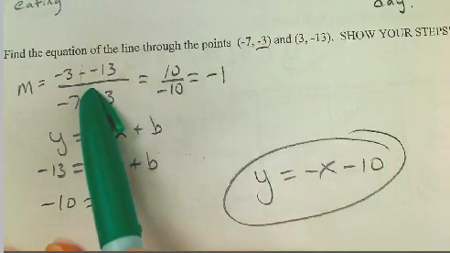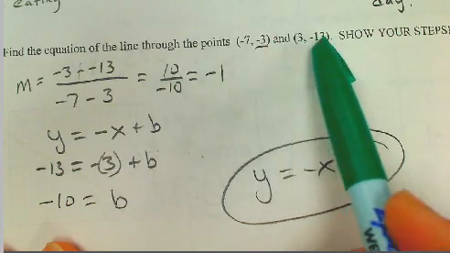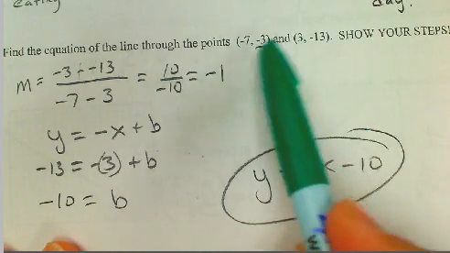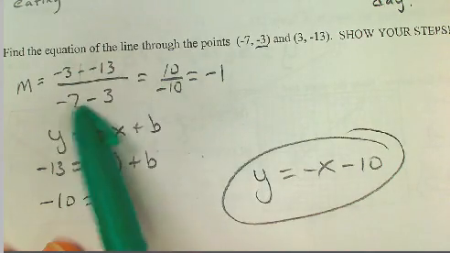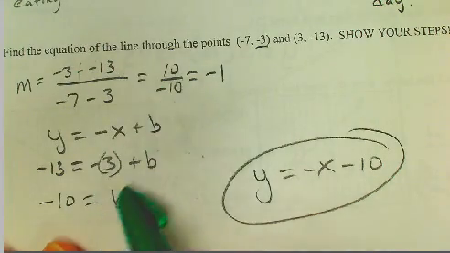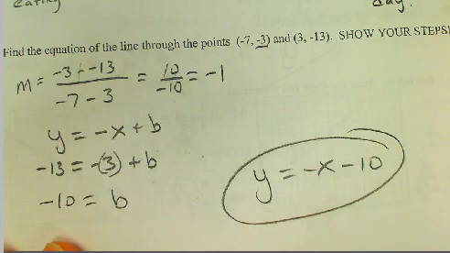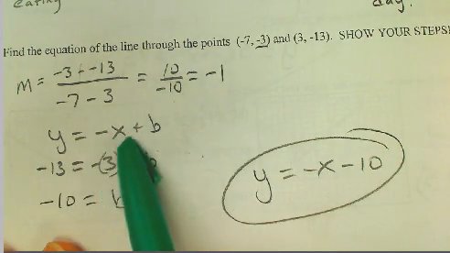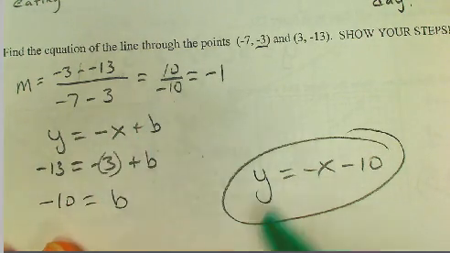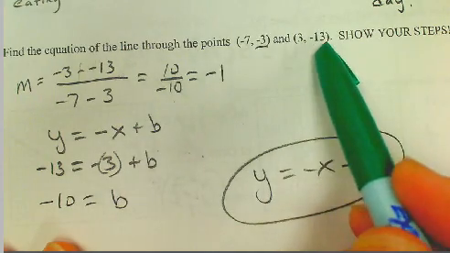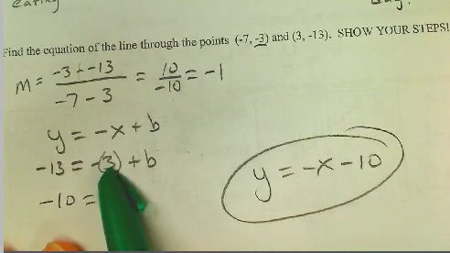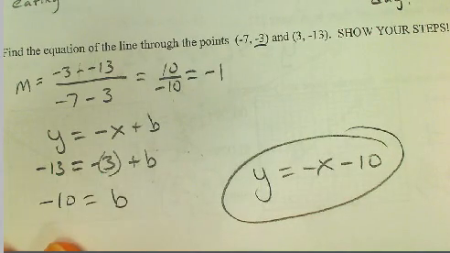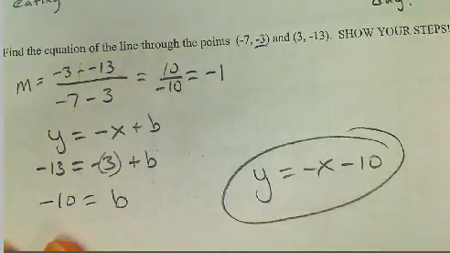Find the slope. Subtract the y's. It's the change in the y over the change in the x. So I subtract them, and I got 10. Subtract them, and I get negative 10, so that gives me a negative 1. So that's y equals negative 1x plus b. Plug in one of the points. I pick this point. There's an x and there's a y. Plug it in, the x and the y. Solve, and you get b equals negative 10. So there's my equation.